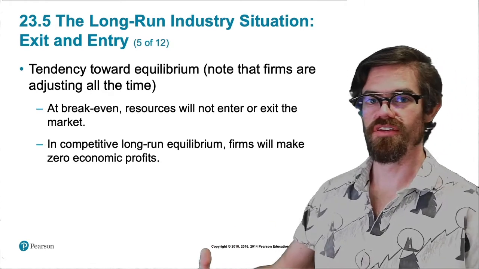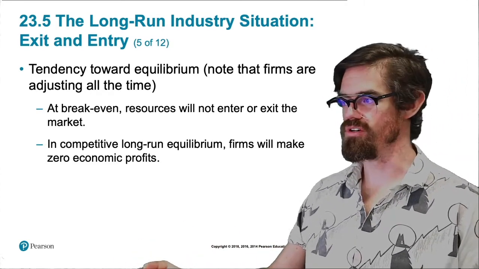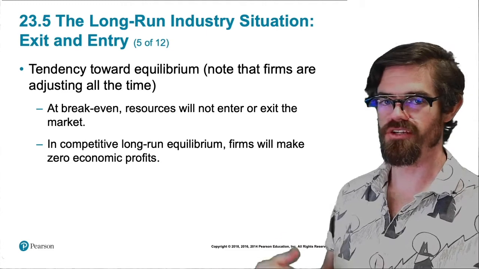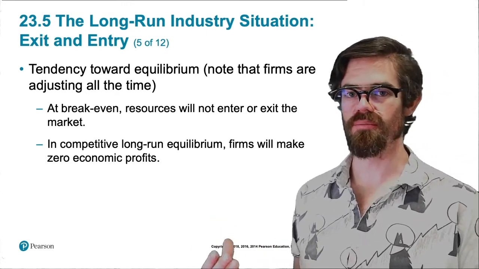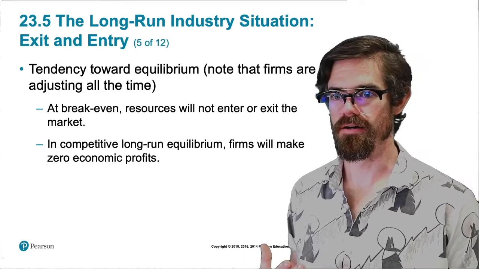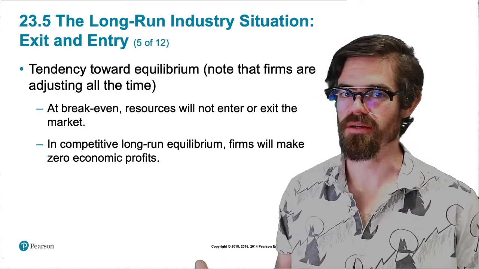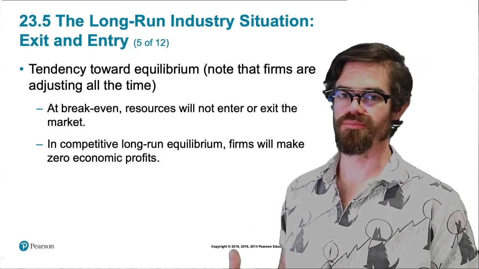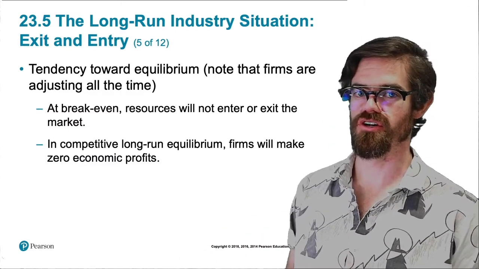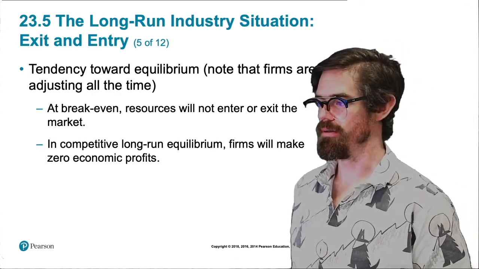Now, as it turns out, this pushes markets towards equilibrium. And you should note that markets are constantly adjusting. So although we do talk about equilibrium, basically the equilibrium is changing all the time. It's a dynamic thing because supply and demand conditions are constantly changing.